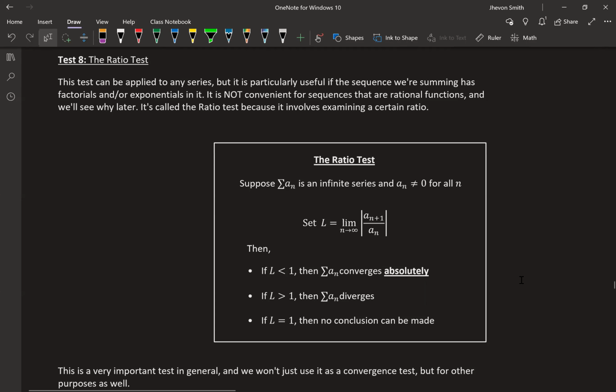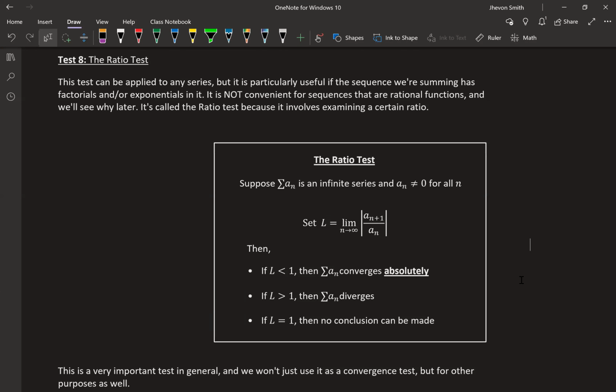So now some information on the ratio test. You can apply this to any series in general. It's particularly useful though if you have factorials and exponentials and a lot of that kind of thing going on. The ratio test is very convenient for that. The ratio test is not convenient for rational functions. So if you have a series of a rational function, not convenient is actually putting it mildly. It's definitely not going to work. That's something you should keep in mind, and we'll talk about it later as well.